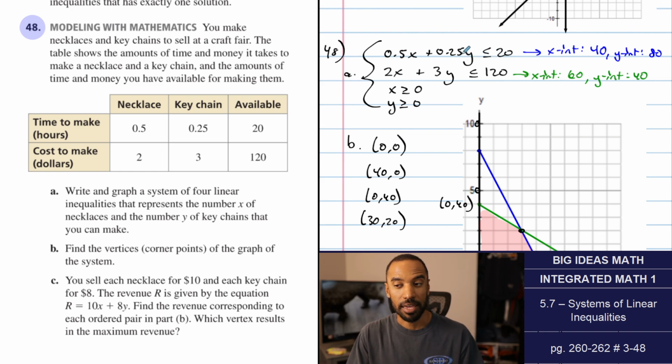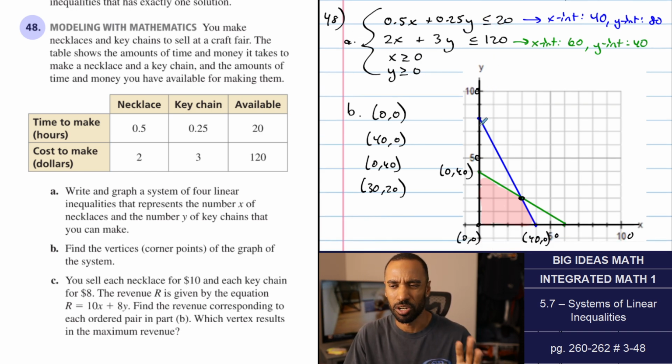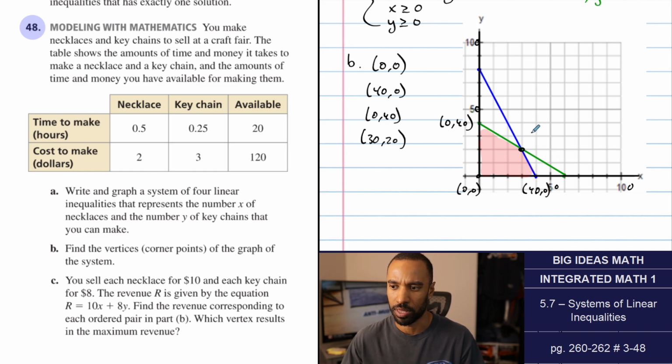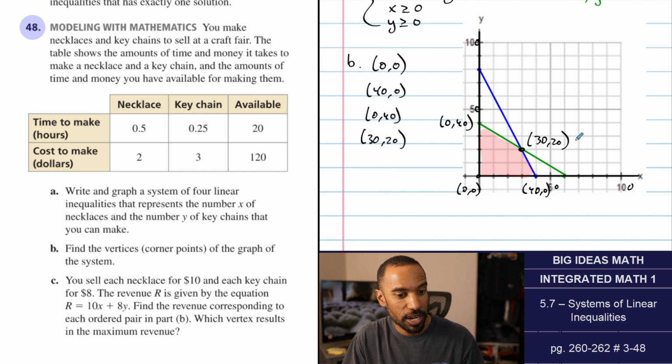What you could also do is get y by themselves, use y equals mx plus b, set those expressions equal to each other, and solve for x. That's a little overkill for this if I think that's the actual point right there. That's 30, 20. Part C, oh, this is an objective function.